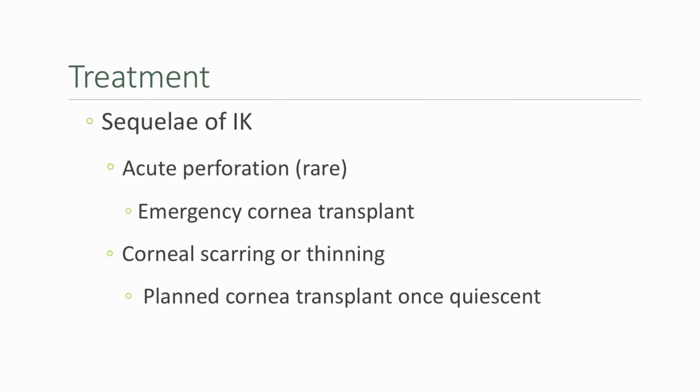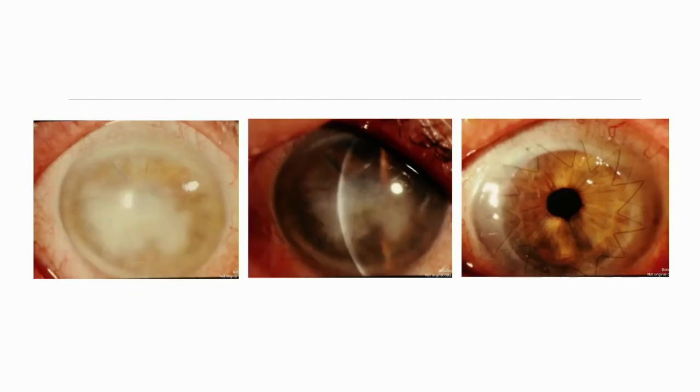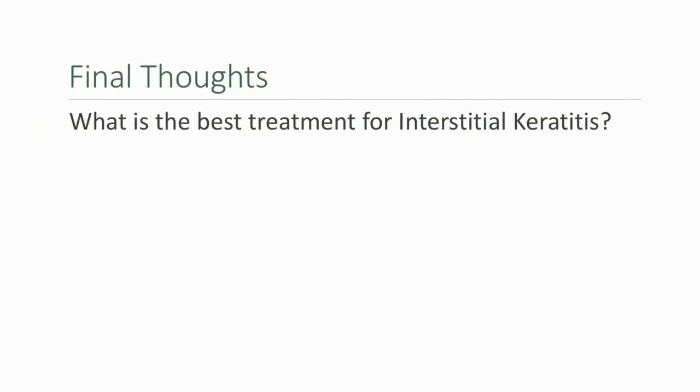And rarely there can be more severe sequelae of interstitial keratitis. Acute perforation is rare, but if it occurs, obviously it needs to be treated surgically. And sometimes the long-term sequelae of corneal scarring or thinning also needs to be treated surgically in order to optimize the patient's long-term vision. So this is just a timeline of a patient in their acute phase, chronic phase, and then post-surgery. And so final thoughts, what's the best treatment for interstitial keratitis?